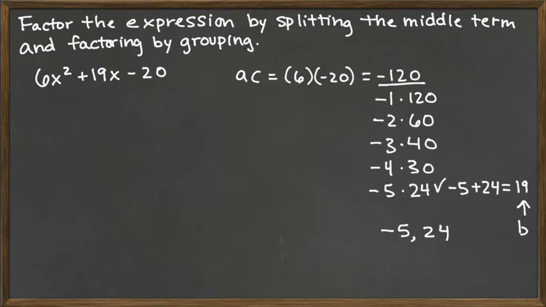Now that pair of numbers tells me not the factorization, because this is not a leading coefficient of 1, but it does tell me how to split the middle term. So we have that first term, 6x squared, but now instead of having plus 19x, we're going to have two terms. We're going to have minus 5x plus 24x. So the negative 5 and the positive 24 tell us how to split 19 apart into the sum of two things. And then we've got our final term, negative 20. Okay, so now we have taken something that had three terms and made it into a four-term polynomial here.